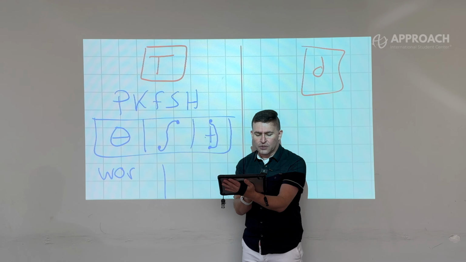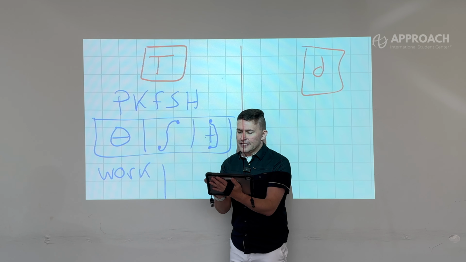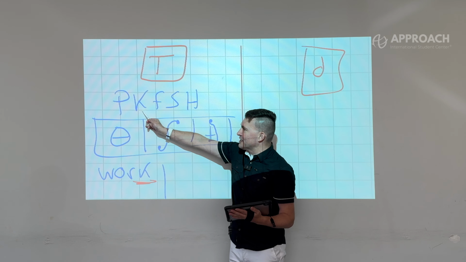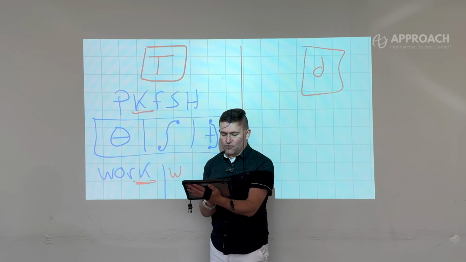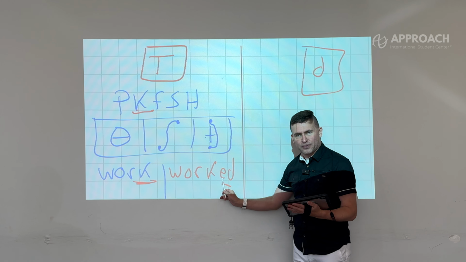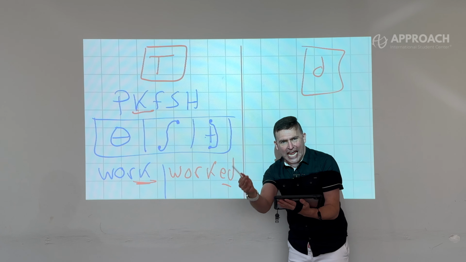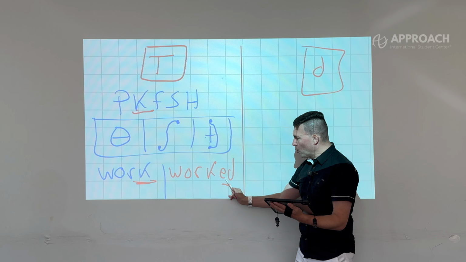We have the word... what is this word? Work. Right? Yes, teacher. Good. We have the word work. What is this letter? It's the letter K. So what is the pronunciation for the past? Oh, very interesting. You type ed, but you do not say ed. So hear me out. Work, worked.